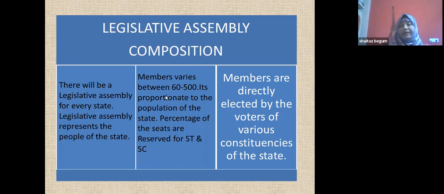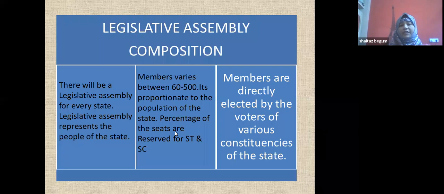How many members do we have in the legislative assembly? The number varies between a minimum of 60 and a maximum of 500, and it is proportionate to the population of the state. If a state has less population, its assembly will not have 500 members. All states in India do not have the same population, isn't it? That is why the number of members differs for different state assemblies.